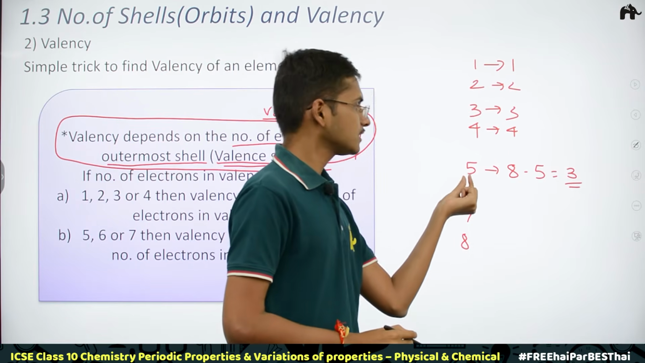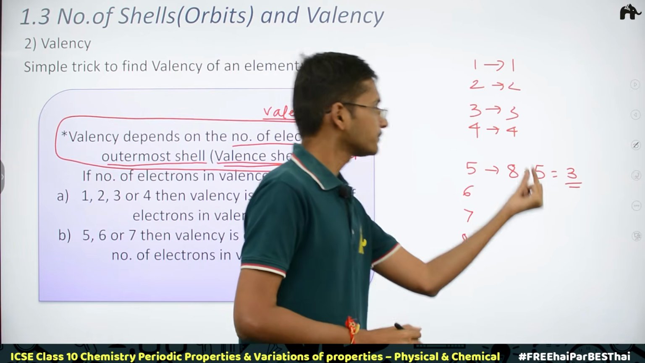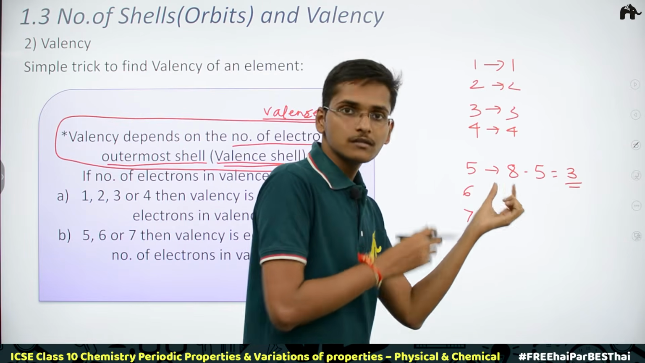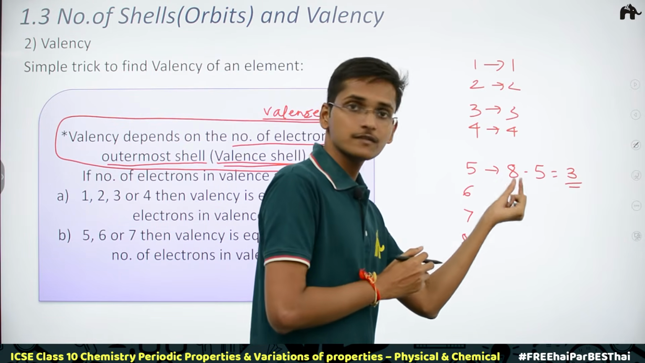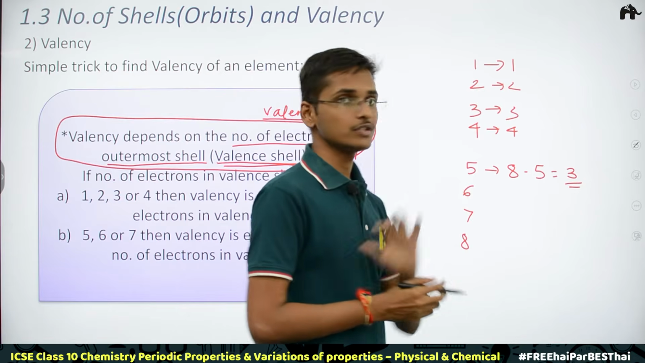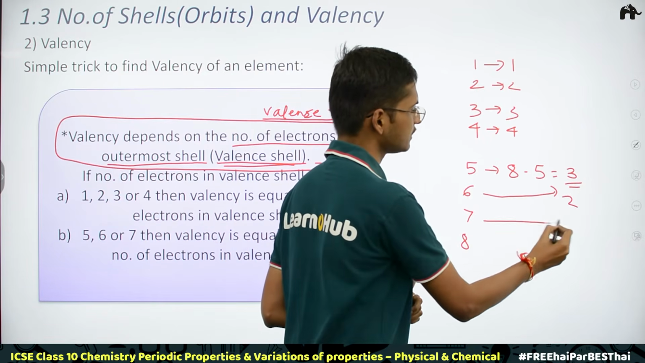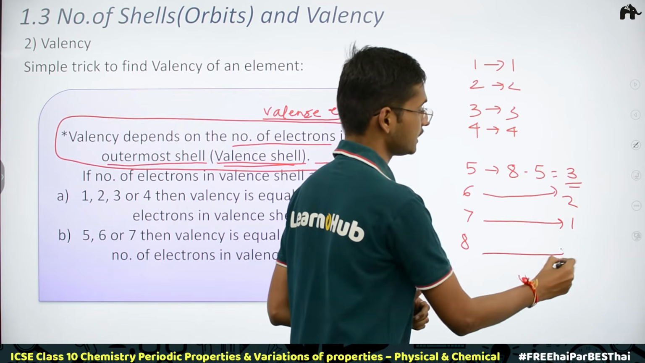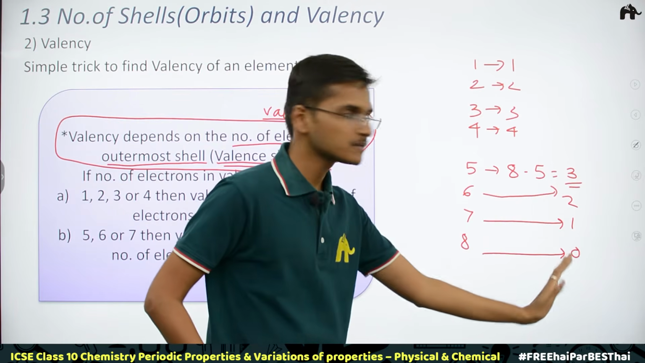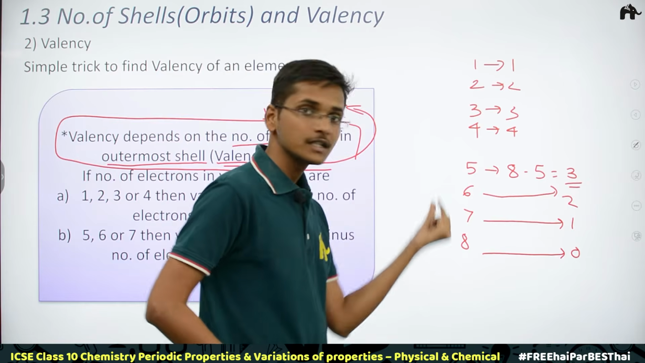Now in this case, if there are 5 valence electrons, then we just subtract the valence electrons, that is 5, from 8. So 8 minus 5 gives us 3. Similarly, 8 minus 6 will give us 2, 8 minus 7 will give us 1, and 8 minus 8 will give us 0. So these would be the respective valencies of the elements.